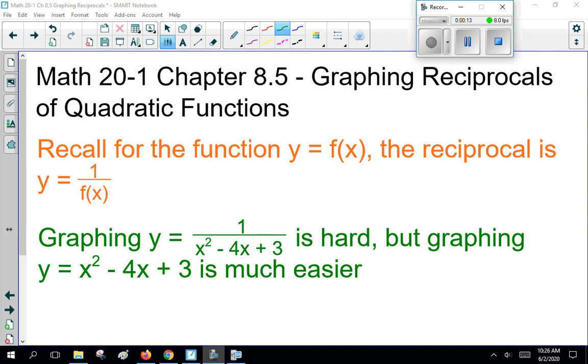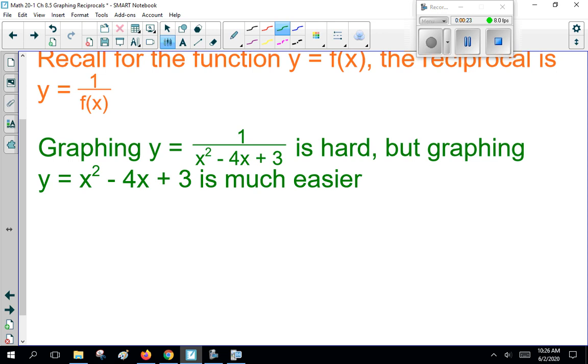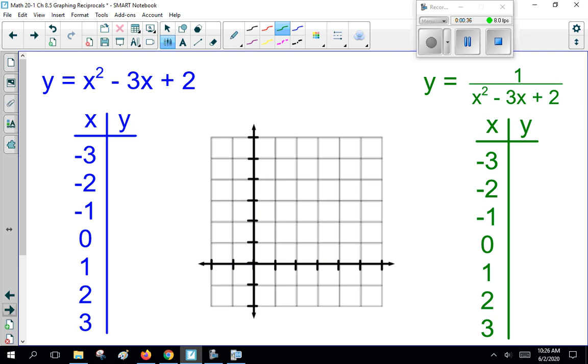Now, recall from 8.3, for the function y equals f of x, the reciprocal is 1 over f of x. In 8.3, you graphed linear equations and the reciprocals. Now, we're graphing the reciprocals of quadratics, like 1 over x squared minus 4x plus 3. That's hard, but graphing y equals x squared minus 4x plus 3 is much easier. So, let's do a different example here, like x squared minus 3x plus 2.